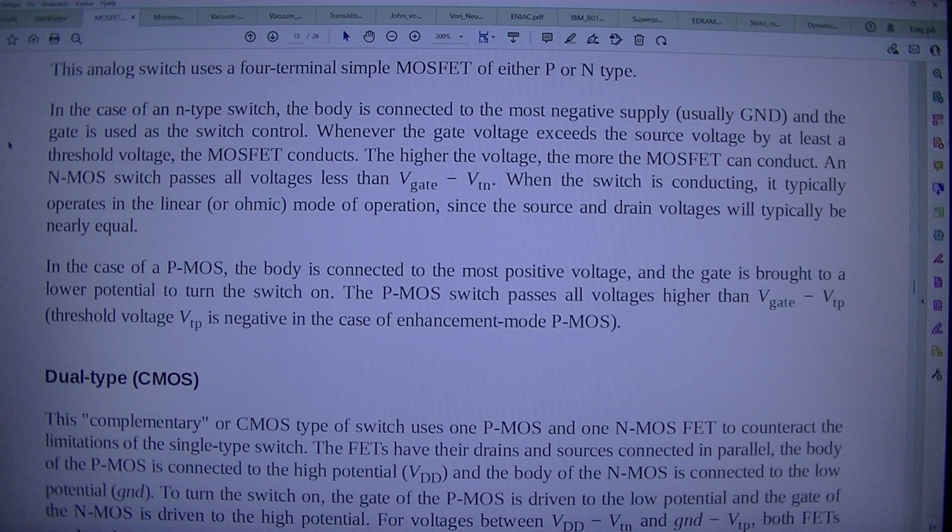Whenever the gate voltage exceeds the source voltage by at least a threshold voltage, the MOSFET conducts. The higher the voltage, the more the MOSFET can conduct. An NMOS switch passes all voltages less than VGS minus VTN. When the switch is conducting, it typically operates in the linear, or ohmic, mode of operation, since the source and drain voltages will typically be nearly equal.